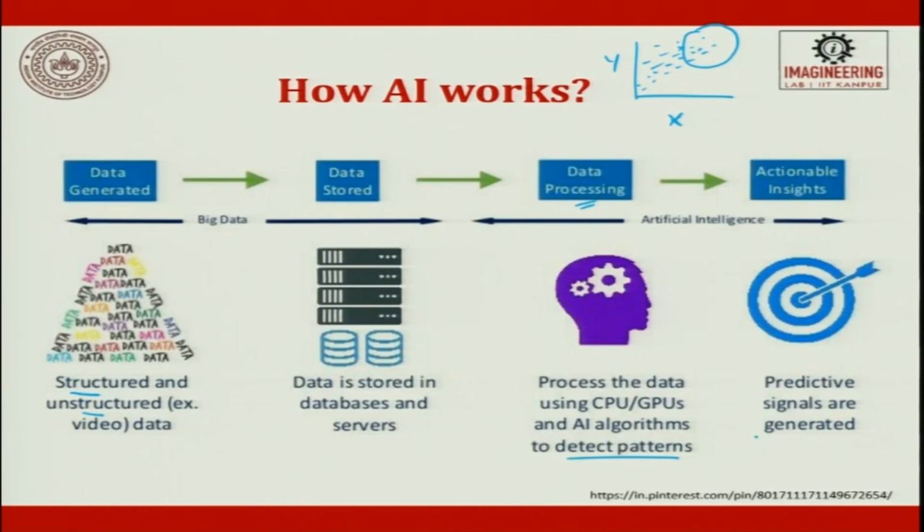And finally, you get actionable insights. The predictive signals are generated, and now you demonstrate it in front of a person to take a call, or the system itself takes a call. The front portion is called big data. This is what I was talking to you about, big data analytics. And here is where artificial intelligence is involved for processing and predicting the signals.